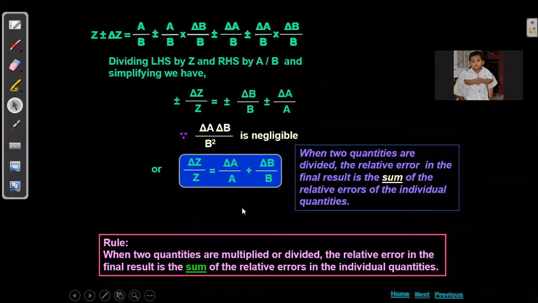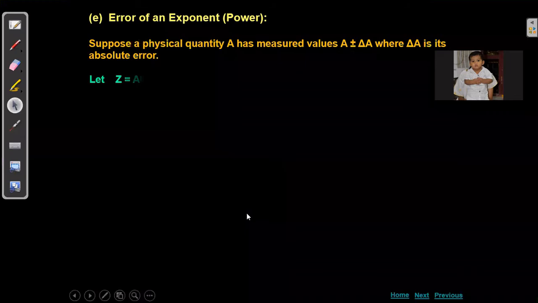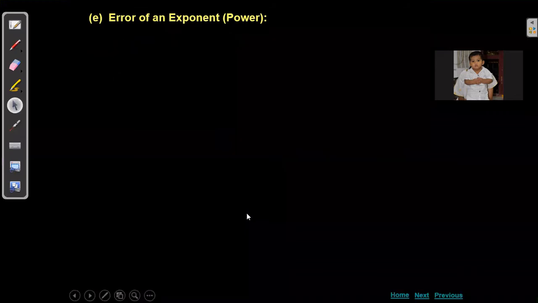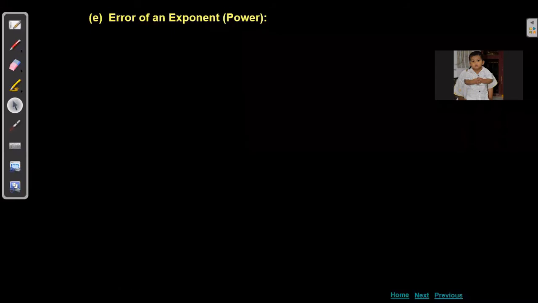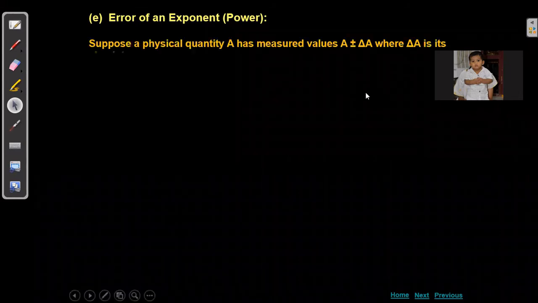Now we will move on to the next one, right? Errors of an exponent. If a power is there in a measurement, how should the error be taken? Okay, if two values are added, subtracted, multiplied, divided, all four operations we have seen. Now if the quantity has a power, how the error has to be taken, that we will see.